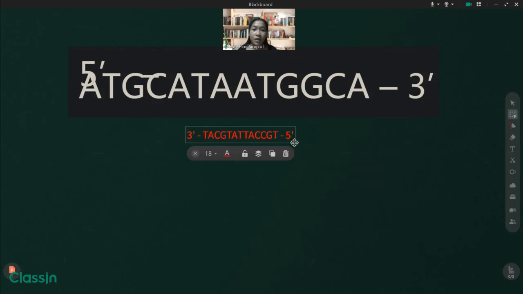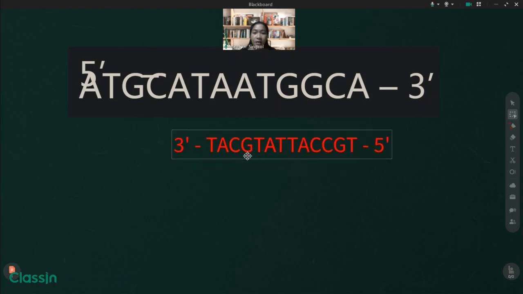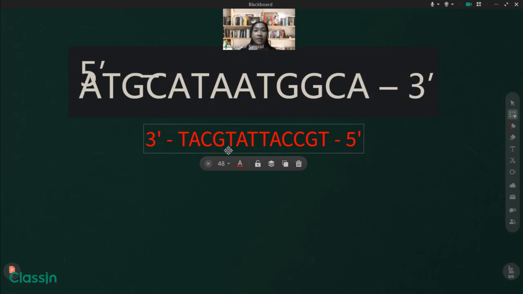So this is the pairing of the nitrogenous bases with its anti-parallel orientation. From 5 to 3 or ascending orientation, we have this descending orientation of 3 to 5 with the pairs of thymine, adenine, cytosine, guanine, thymine, adenine, thymine, thymine, adenine, cytosine, cytosine, guanine, and thymine.